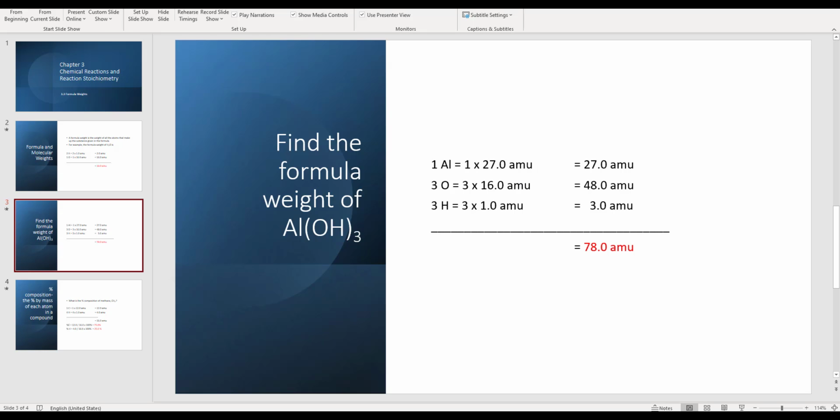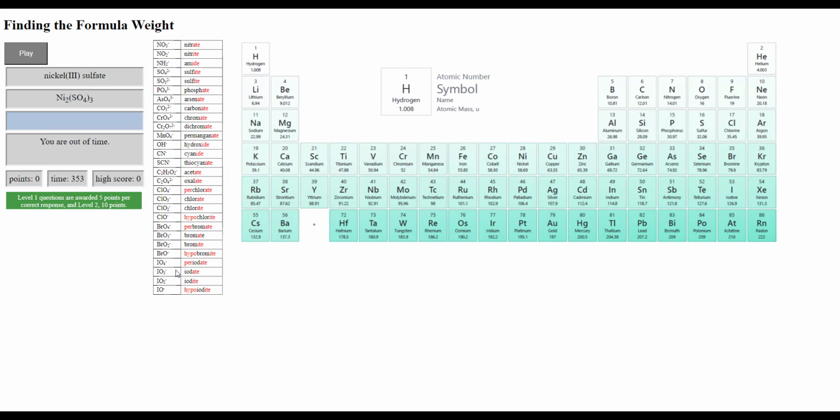What I want to do now is jump over to the website and just look at the way it's presented there, in case it looks a little bit different to you or throws you in any way. So here's the question. Let's just look at this particular one. What is the formula weight of nickel sulfate? And what would you do?